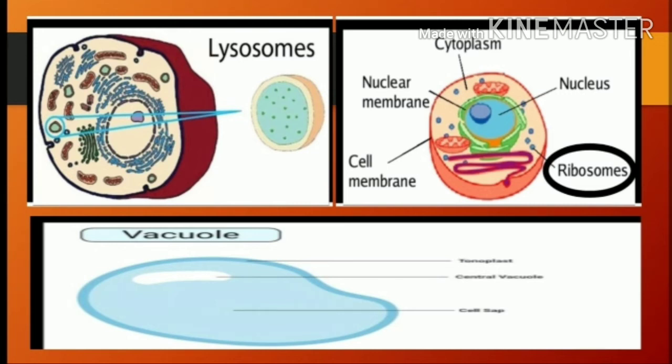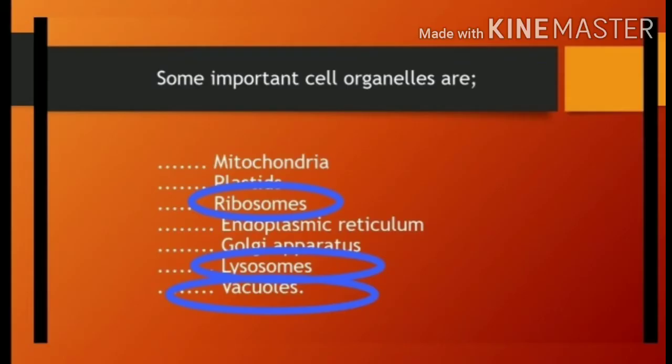Today in this video we are going to study some important cell organelles like lysosomes, ribosomes and vacuoles. In my earlier video we have already learnt about endoplasmic reticulum and Golgi apparatus, right? Let us start this video.